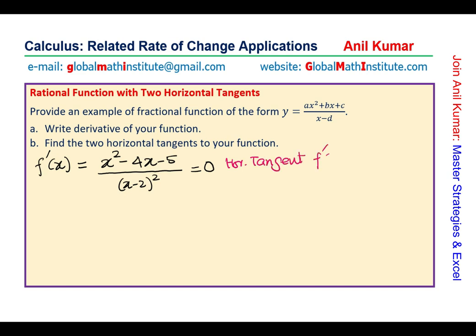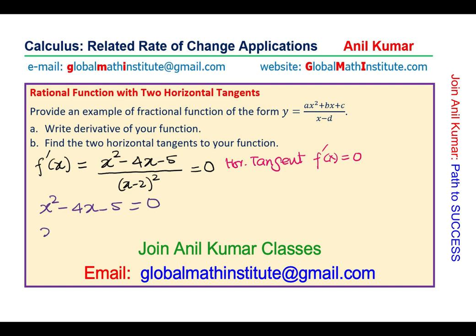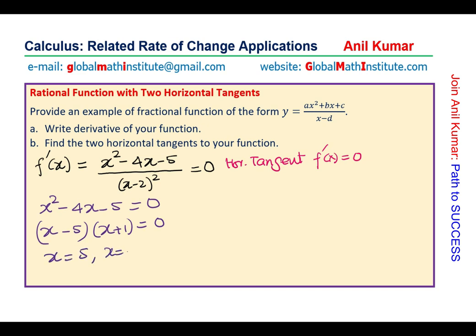Perfect. That means that the derivative is 0. And clearly, it also means that the numerator is 0. So that means x squared minus 4x minus 5 equals 0. You can factor this, right? You see that? So that is the ease with which we can actually solve this particular problem. And we get two values. One is x equals 5 and the other one is x equals minus 1. So basically, at x equals 5 and x equals minus 1, we have horizontal tangents.